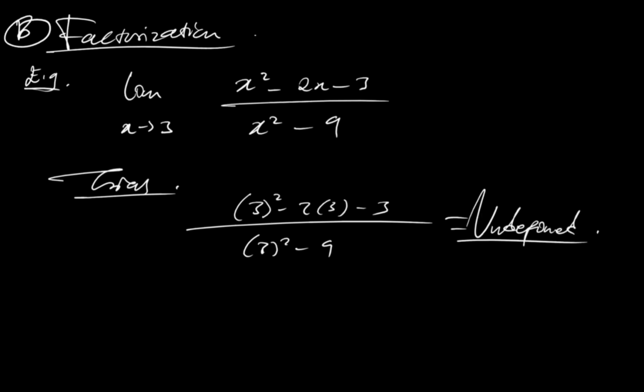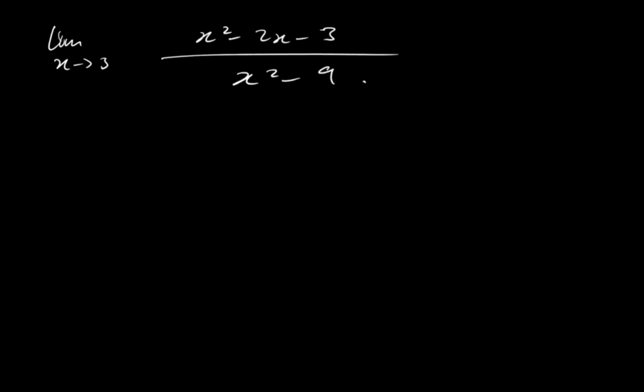So at x equal to 3, the function is indeterminate, which means it's undefined, and the limit does not exist. But now, if we try to factorize this, what will happen? Let's try and factorize and see. Remember, we have the limit as x approaches 3 of x squared minus 2x minus 3 over x squared minus 9. We can try and factorize the top first.